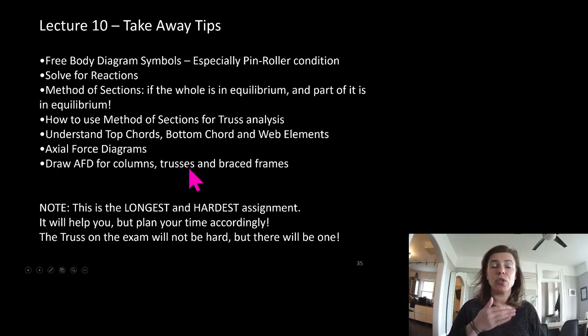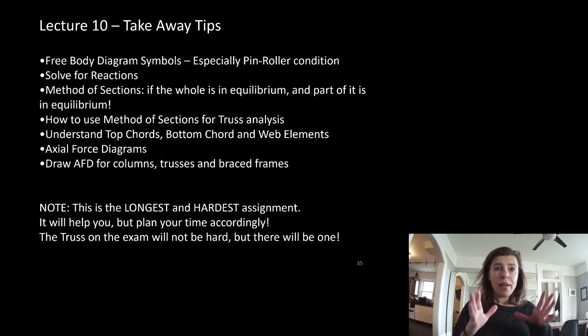You are going to have to draw that in your project part 2. I will want to see a column diagram and your truss diagrams. Again, this is the longest, hardest assignment, but it will really help you plan your time accordingly. The truss exam question won't be as hard, but there will be one. It's not going to be anything like this. There will be only 4 elements in it. So a lot easier. And because it's Quercus, I have to walk you through it just a little bit.